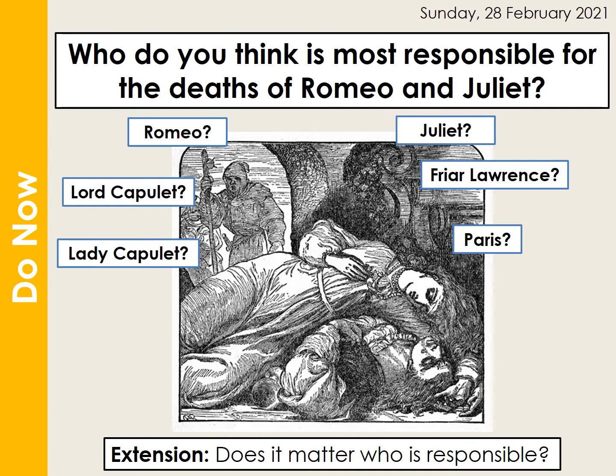So have a think about which characters you think might be the most responsible for the deaths of Romeo and Juliet. As an extension task, we can ask ourselves this question: in the end, does it matter who is responsible? And if so, why? If not, why not? So have a think about those questions. Pause the recording now and just jot down some notes in response to the question, and think about what responsibility each character might bear.